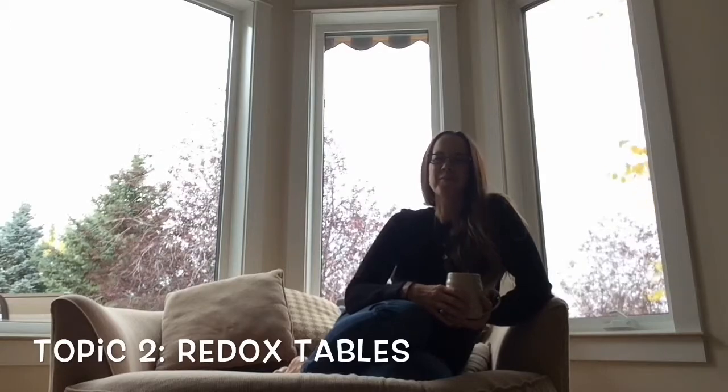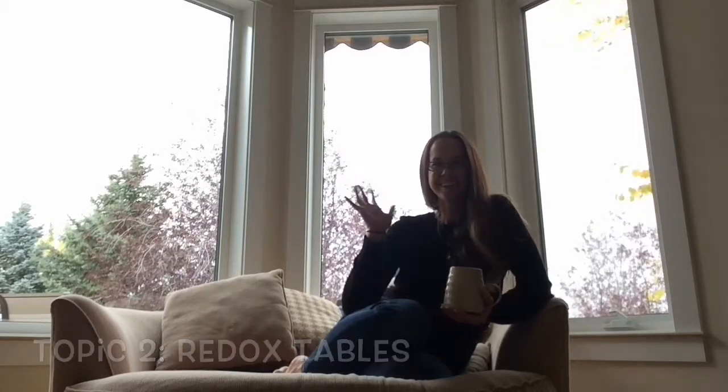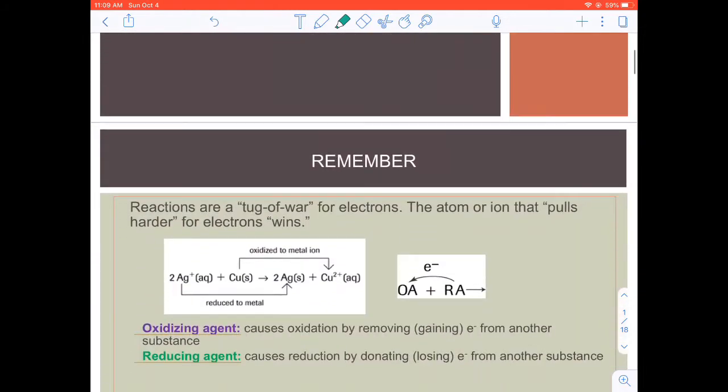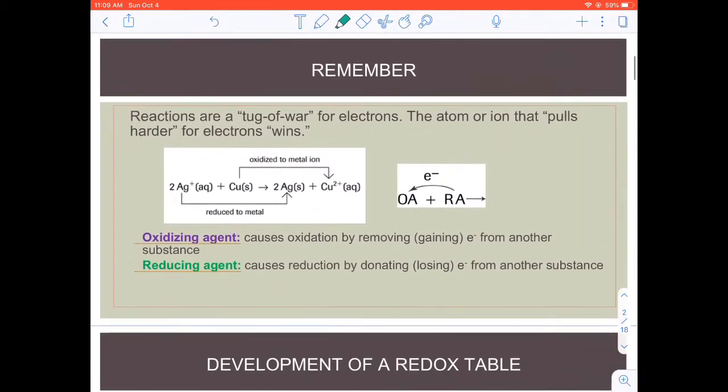Let's get started on topic 2, redox tables. Let's remember back from our last lesson that reactions are a tug of war for electrons. The atom or ion that pulls harder for the electrons wins.